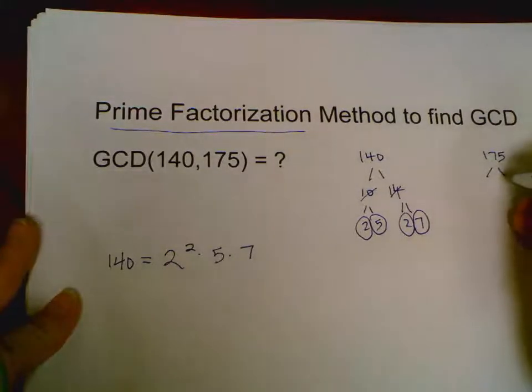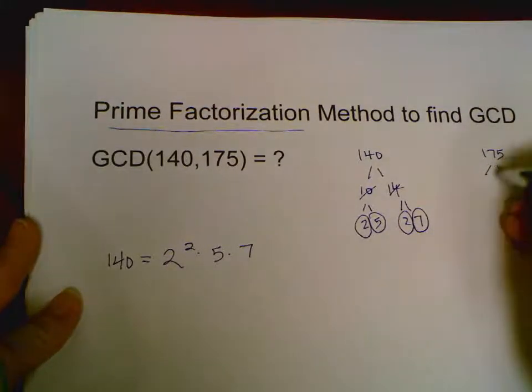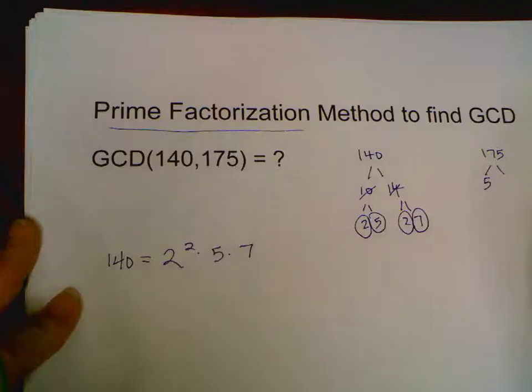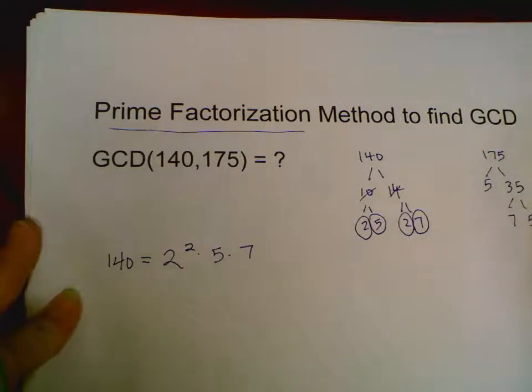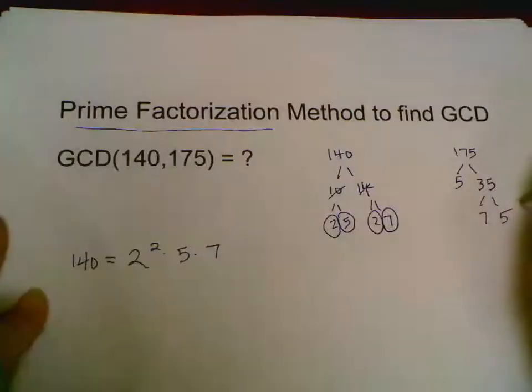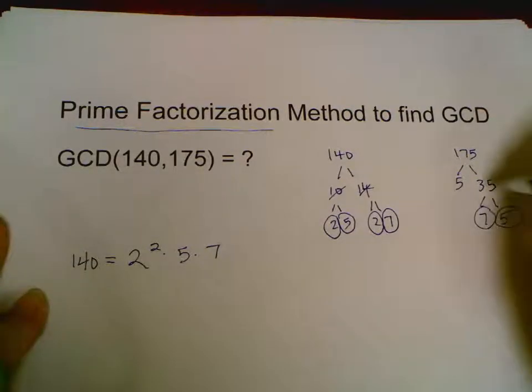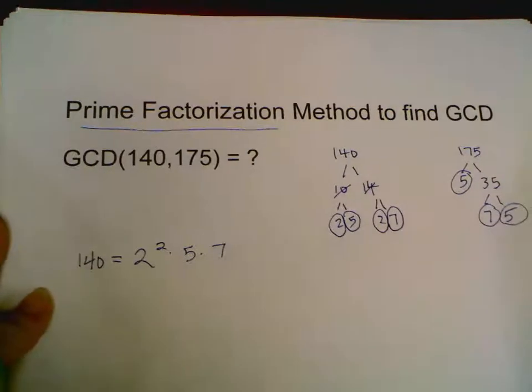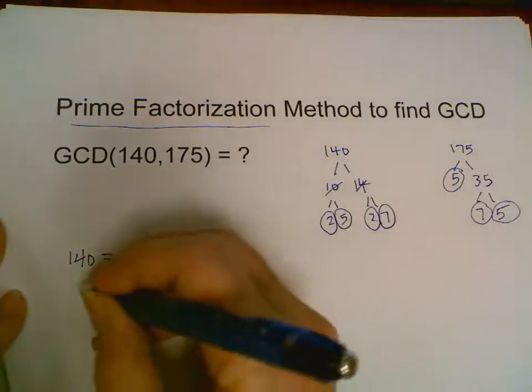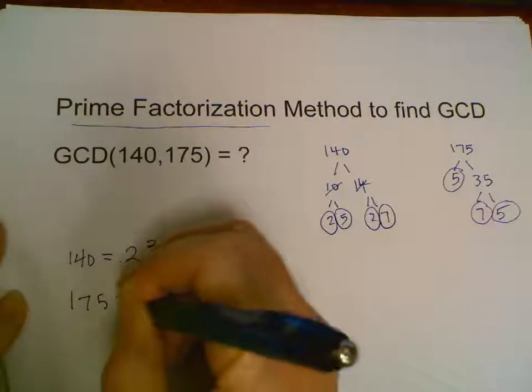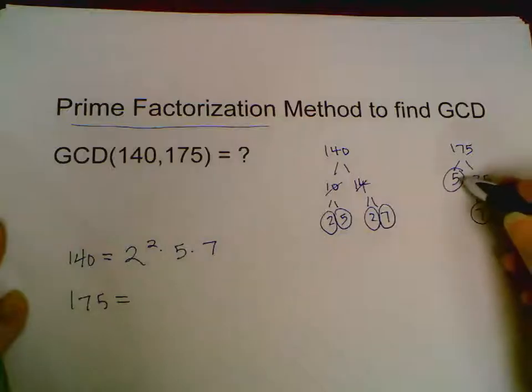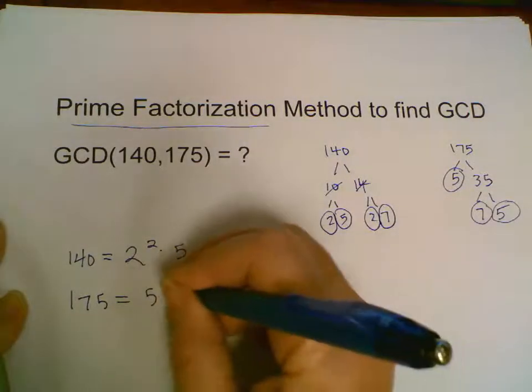Let's break down 175. I know it ends in a 5, so 5 must be a factor. 5 divided into 175 goes 35 times. 35 can be broken down some more. And now the numbers at the end of the branches are our prime factors. They can't be broken down anymore. So the prime factorization of 175 is 5 times 5 times 7.